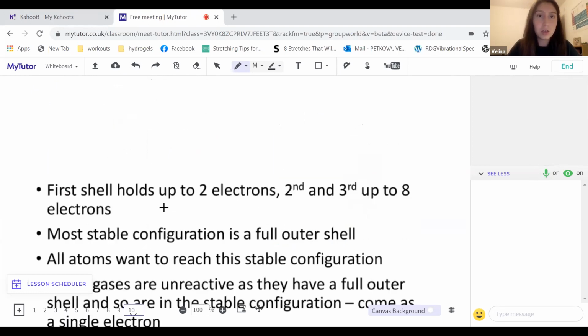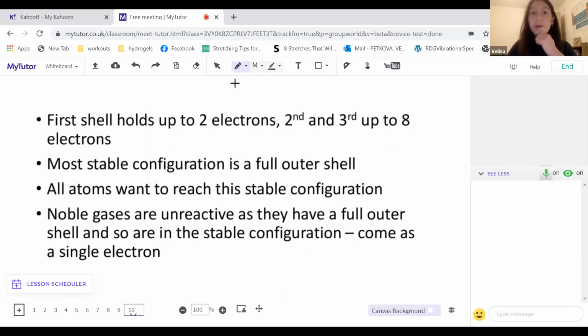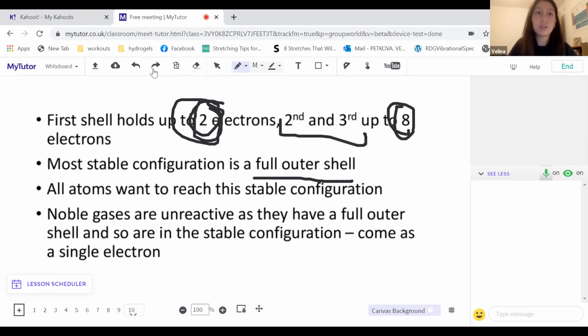Okay, so we also did a bit of electronic structure back in the second lesson. We learned that the first shell holds up to 2 electrons. The second and the third hold up to 8 electrons. Most stable configuration is a full outer shell. So if the outer shell is the first shell, it only needs 2 electrons for it to be stable. And if it's the second or the third one, it needs to have 8 electrons for it to be happy and stable. All atoms want to reach the stable configuration. Noble gases are already in this stable configuration, and that's why they don't react.